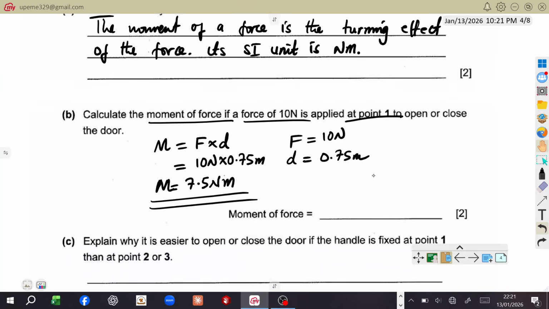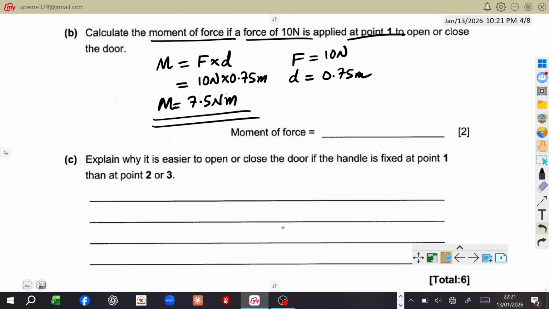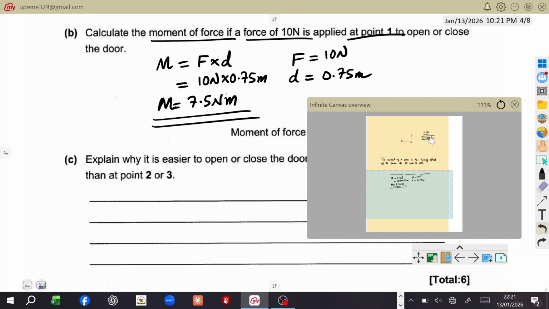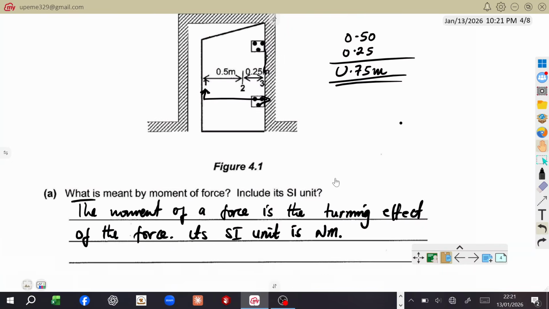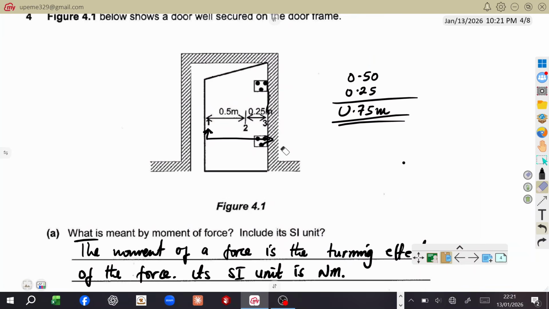Okay, then we move on. They're saying explain why it is easier to open or close the door if the handle is fixed at point 1 than at point 2 or 3. So they're saying explain why it is easier to open the door when the handle is fixed at point 1 than at point 2 or 3.